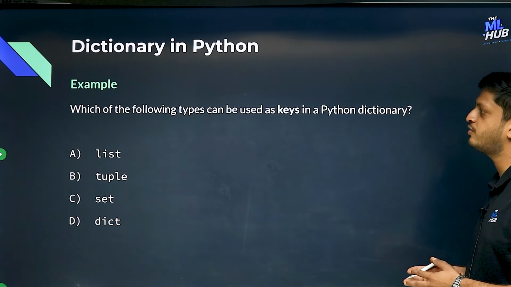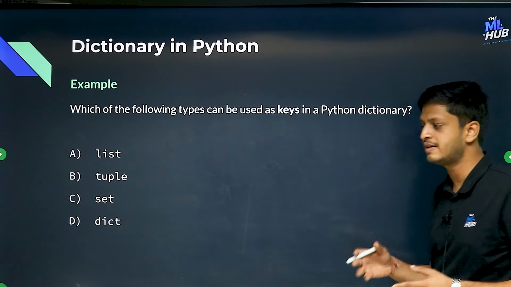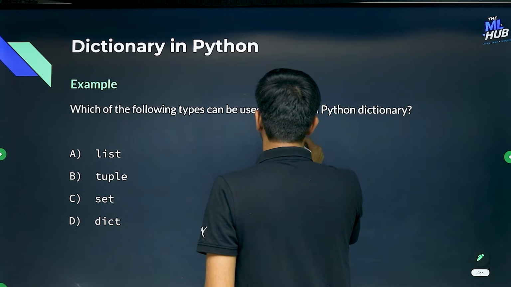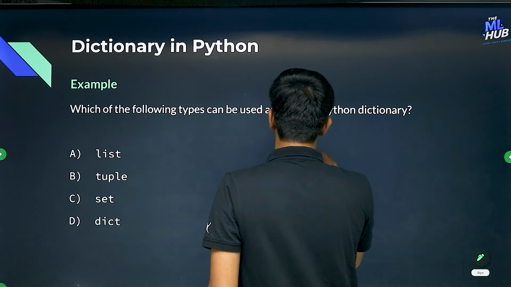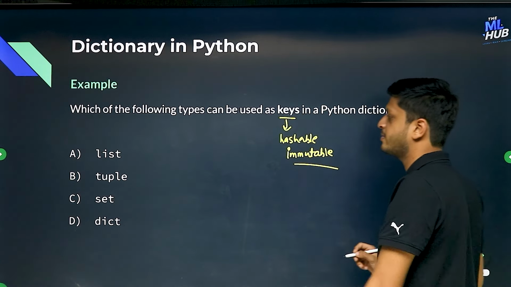This is the next question. Which of the following types can be used as keys in a Python dictionary? I told you keys in a Python dictionary must be hashable, and hence they must be immutable. And every element inside them must also be immutable. Then only it will be hashable.